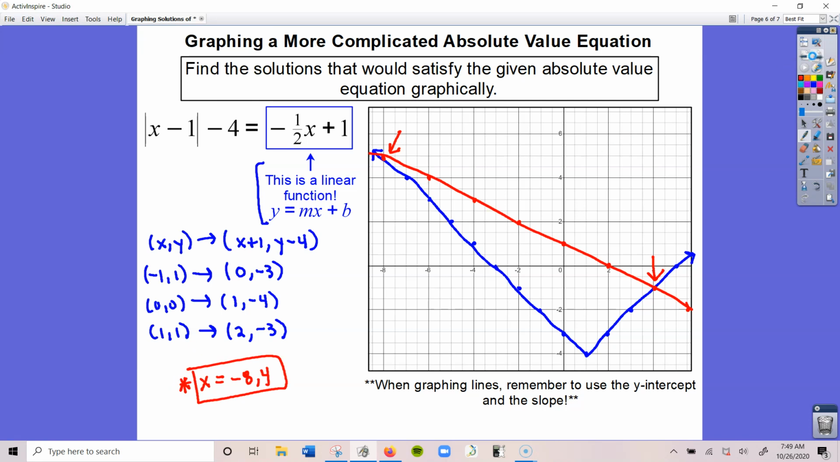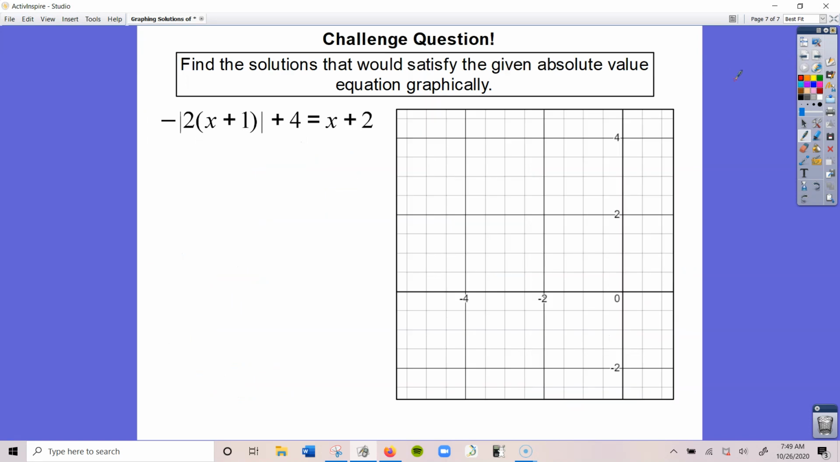Let's look at one more example. We have negative absolute value of 2x plus 1, plus 4, is equal to x plus 2. So let's start with graphing the absolute value part. So I'm going to write my rules. The rule for the x's would be half x minus 1, and the rule for the y's would be negative y plus 4. Because I'm going to have to divide my x's by 2, I'm going to use the reference points negative 2, 2, 0, 0 always, and 2, 2.